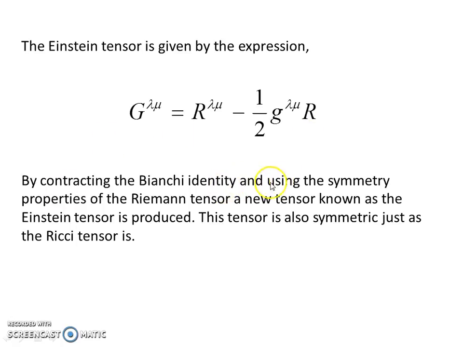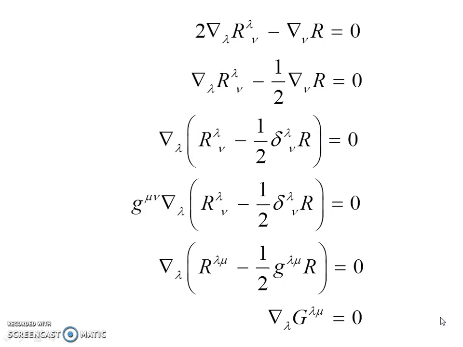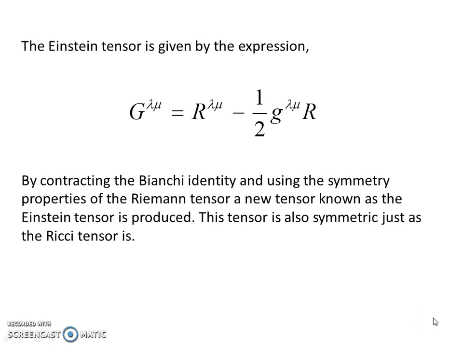By contracting the Bianchi identities and using the symmetry properties of the Riemann Tensor, we've created a new tensor. We've made up a new one, known as the Einstein Tensor. This tensor is also symmetric, just as the Ricci Tensor is.